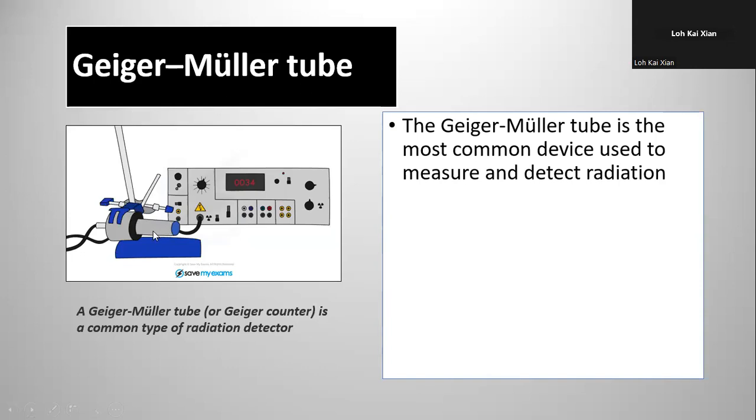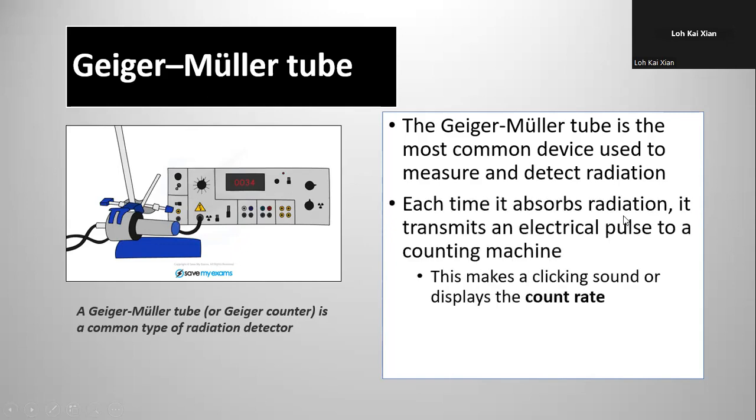That's your Geiger-Müller tube, this one, the detector. This is the counter. The Geiger-Müller tube is the most common device used to measure and detect radiation. Each time it absorbs radiation, it transmits an electrical pulse to the counting machine, right? So that's it detecting in here, and then the electrical pulse will come out to the counter, and this one will count.